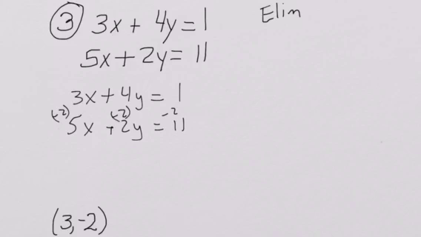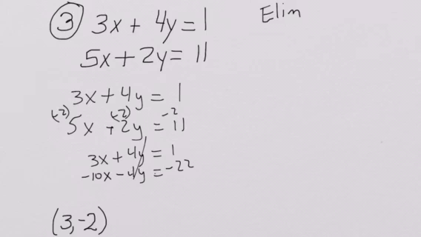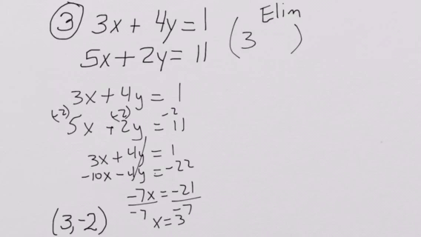So my new equation is going to be 3x plus 4y is equal to 1, negative 10x minus 4y is equal to negative 22. The y's zero pair out, so it's going to be negative 7x is equal to negative 21. Divide by negative 7, divide by negative 7, x is equal to 3. So up here I already have my 3.